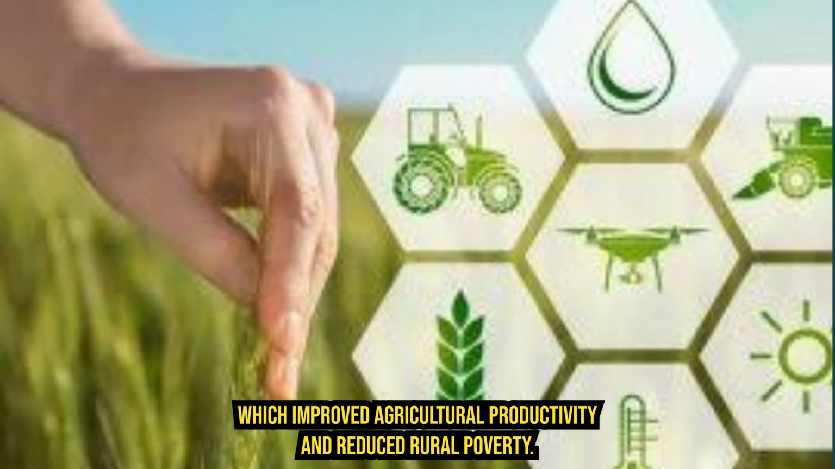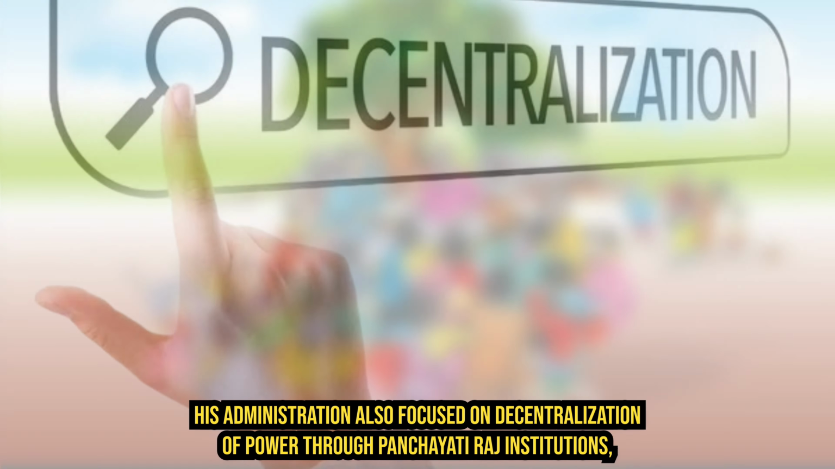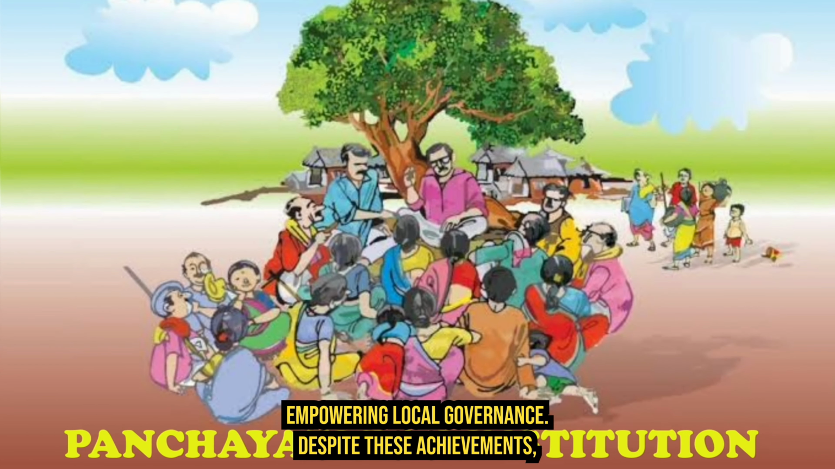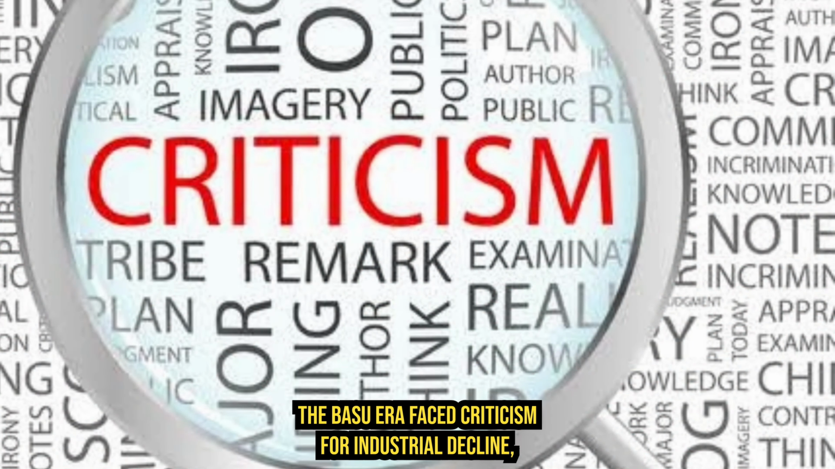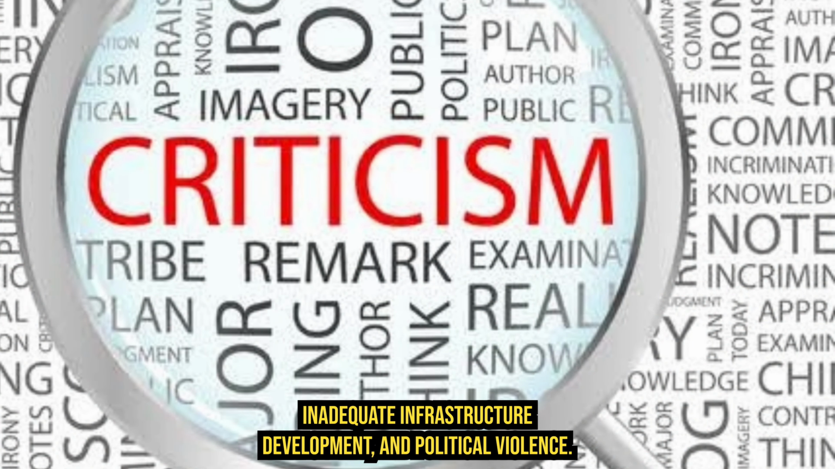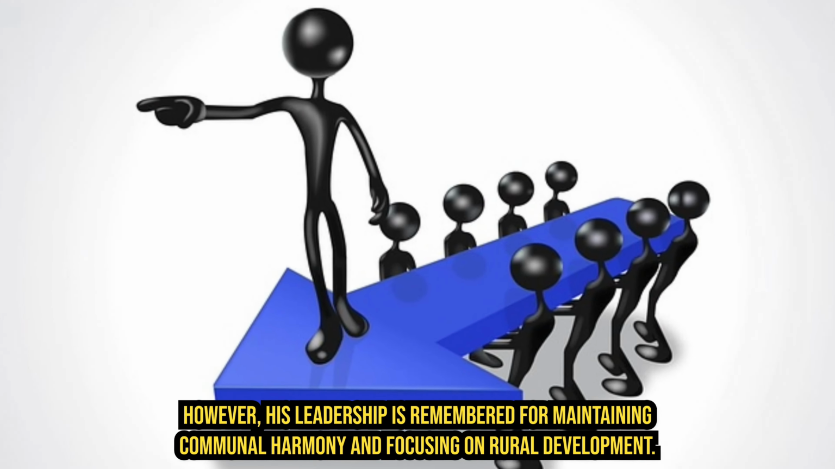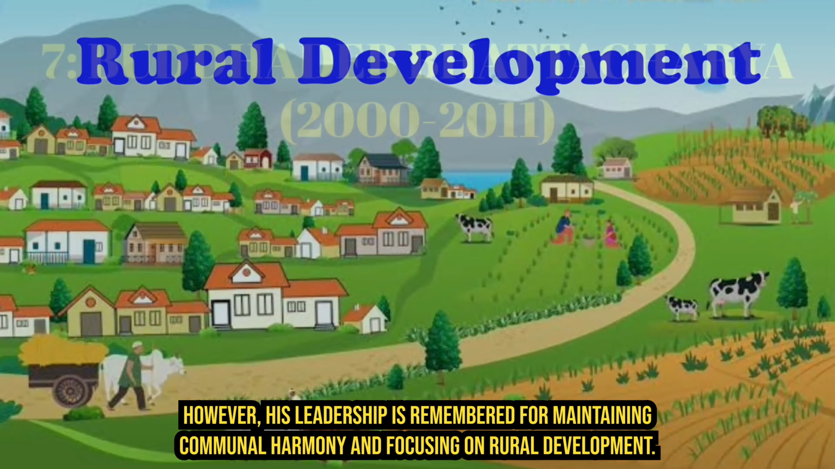His administration also focused on decentralization of power through Panchayati Raj institutions, empowering local governance. Despite these achievements, the Basu era faced criticism for industrial decline, inadequate infrastructure development, and political violence. However, his leadership is remembered for maintaining communal harmony and focusing on rural development.